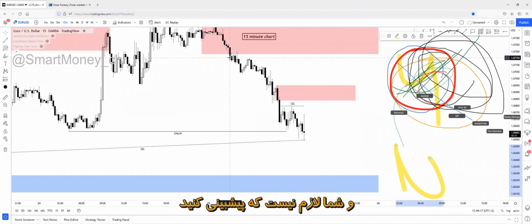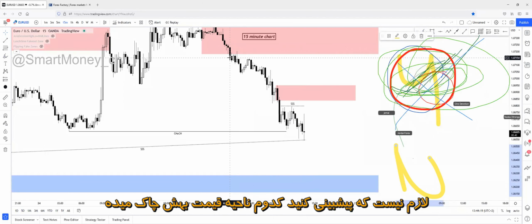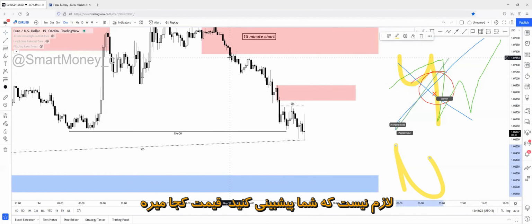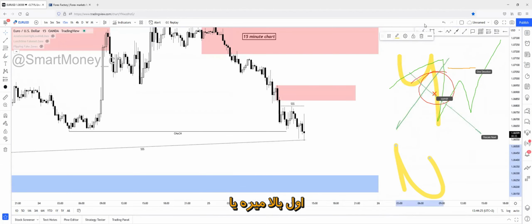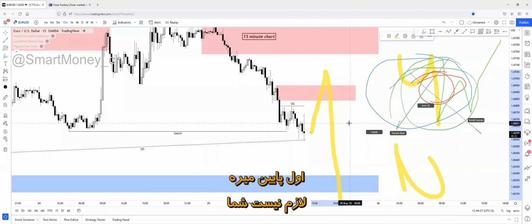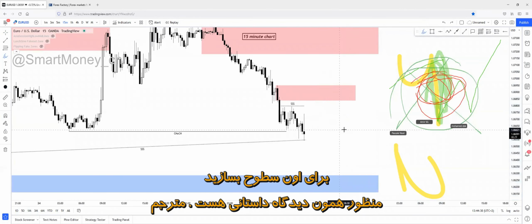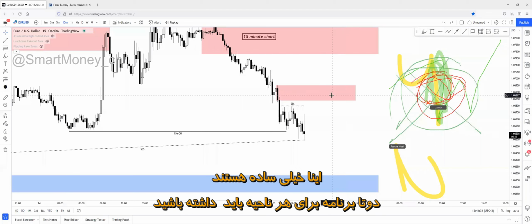You don't have to predict which zone will hold. You don't have to predict which zone has price to change character. You don't have to predict where price will go, if it will go to the upside first or if it will go to the downside first. You don't have to predict these things. All you have to do is mark your zones and build a plan for those zones. And these plans are simple too.